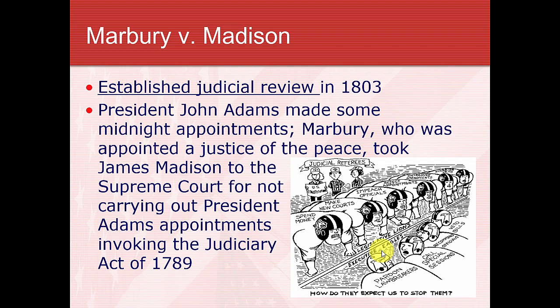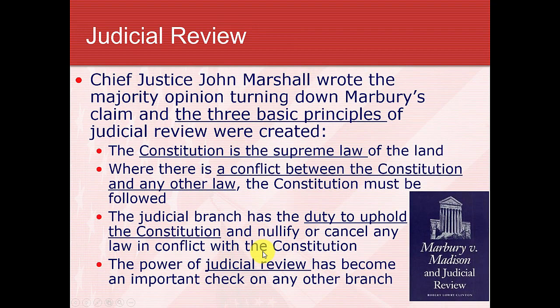And just to sum up basically what happened, John Adams, on his last night in office before Thomas Jefferson takes over as president the following day, adds a few more judges to the district and appeals courts. And so we're going to have Marbury, who's been appointed to be a justice of the peace, but President Jefferson ends up telling him he can't have that job. So he ends up going to the Supreme Court asking to get the job that he should have had, and he's citing the Judiciary Act of 1789.